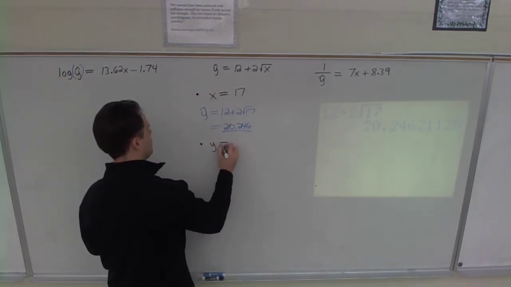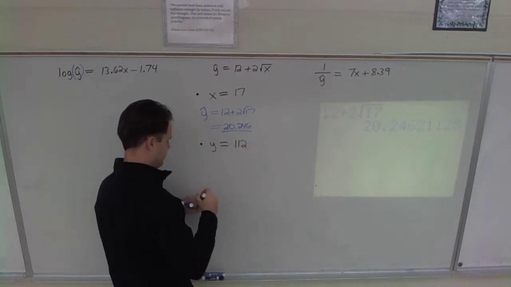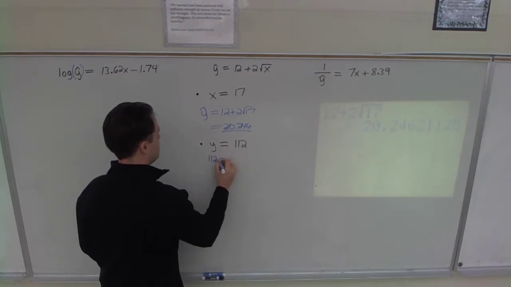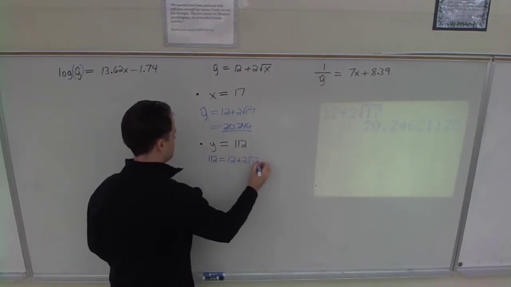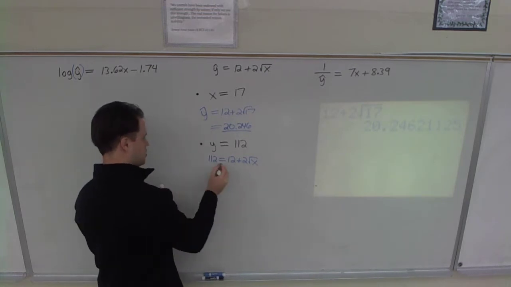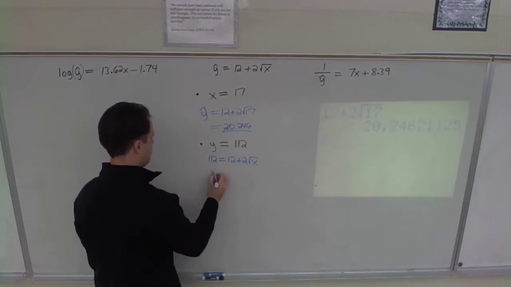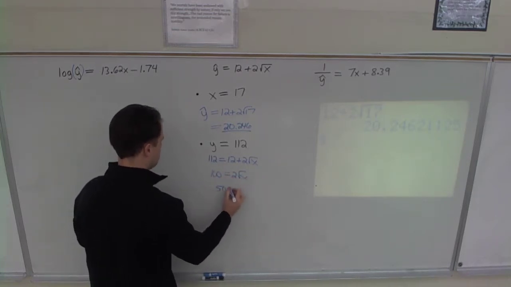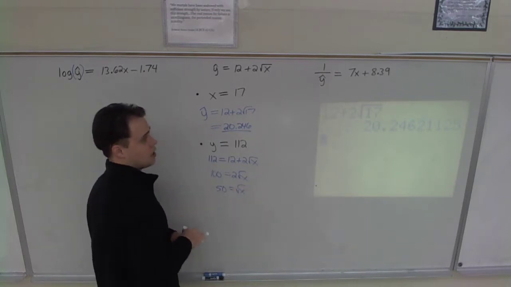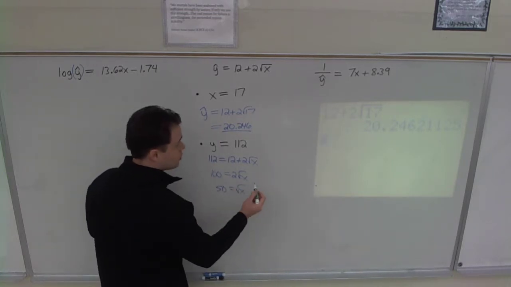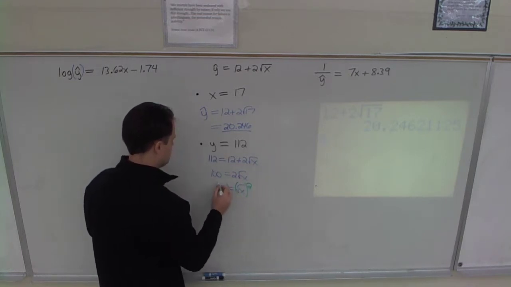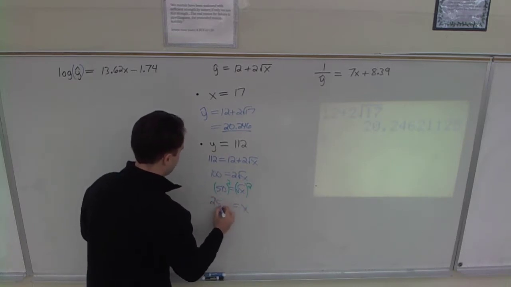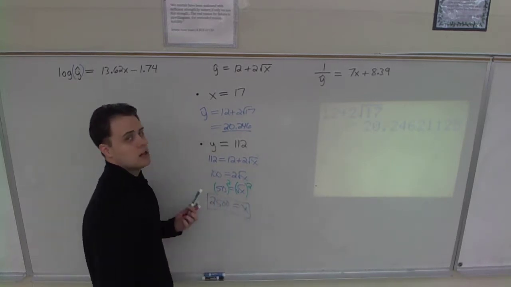What if they gave us a y, I don't know, 112. So I'm going to stick that in to y. So I've got 112 equals 12 plus 2 roots of x. I'm going to subtract 12 on both sides. It's going to be 100 equals 2 roots of x. I'm going to divide by 2. That's going to be 50 equals square root of x, and what's the inverse of square root? How do you get rid of it? You square both sides. So you're going to get 50 squared, so that gives you x is 2,500. Stick your units on there, and there you go.